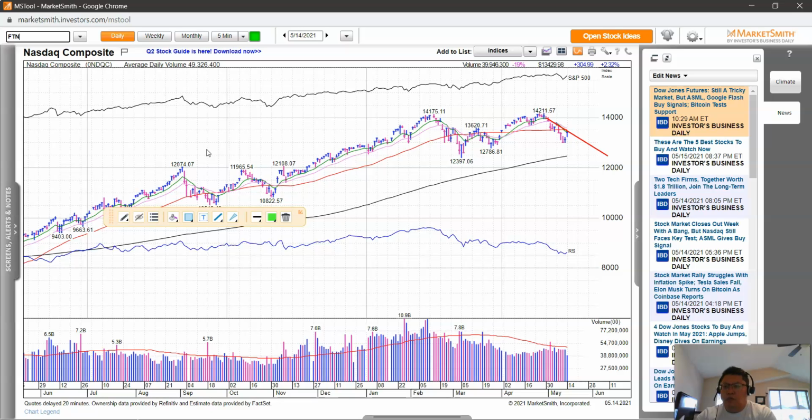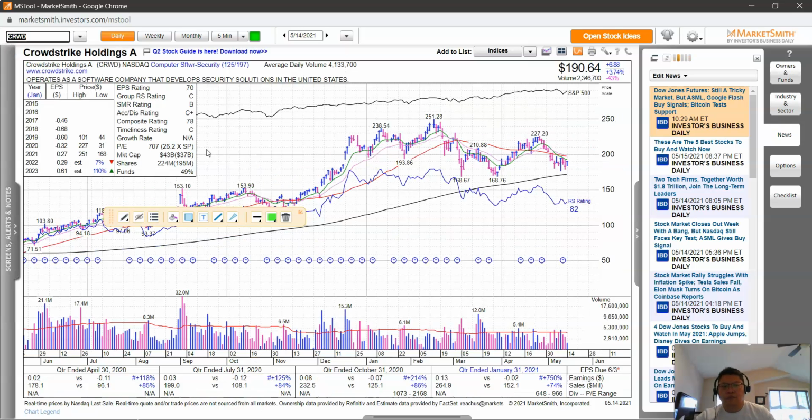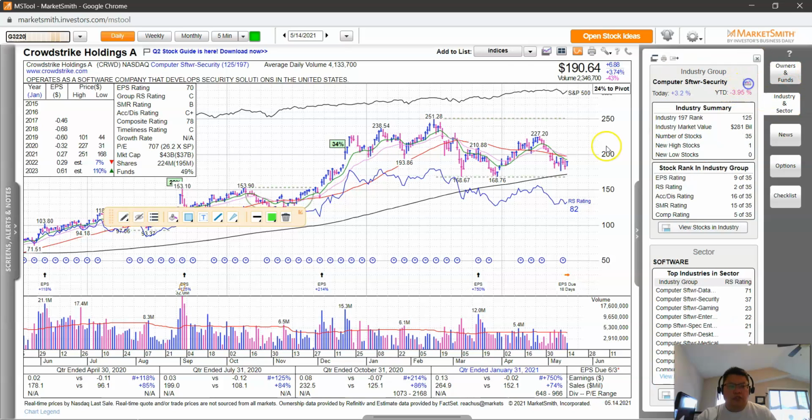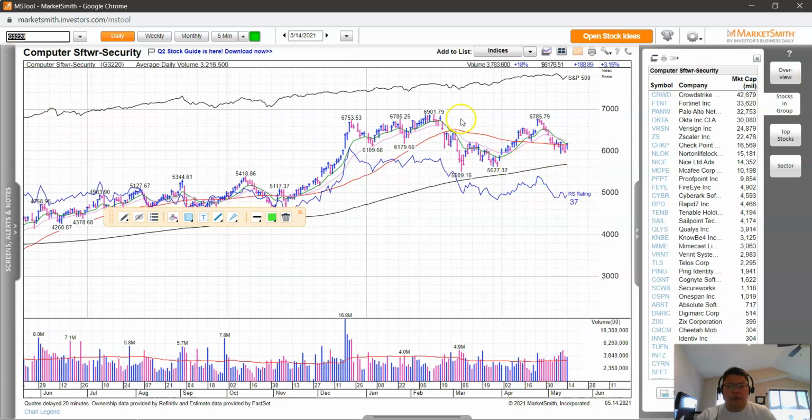So let's jump to the security group here, CrowdStrike. So let's look at the group chart quickly. It follows a similar pattern. It failed to make a new high, and then it's been trending downward. It's near the 50-day, so same thing, right? It's just kind of stuck in this range right now.